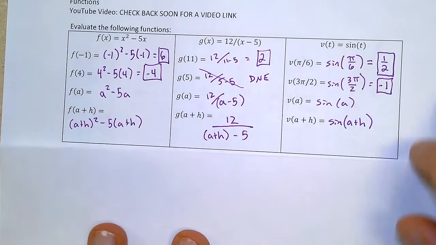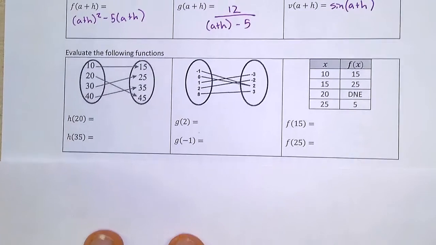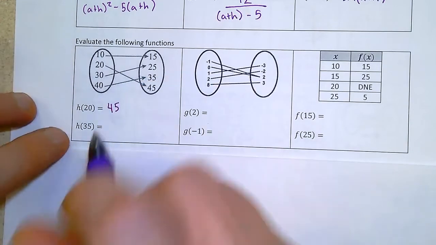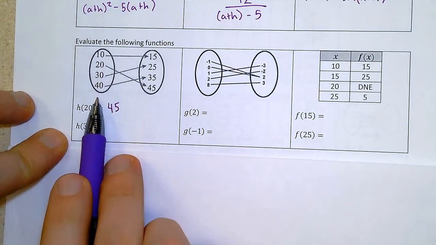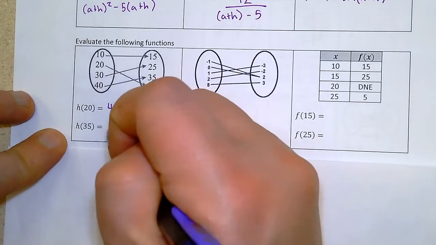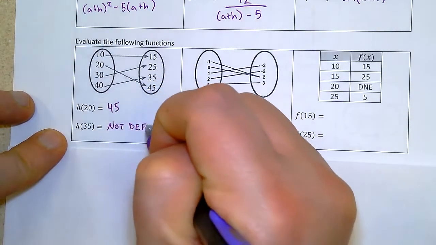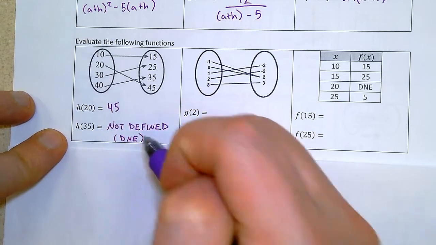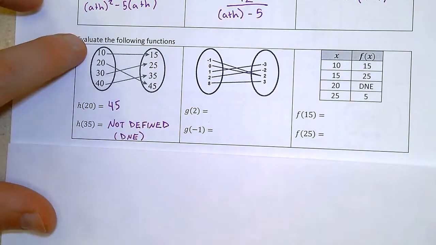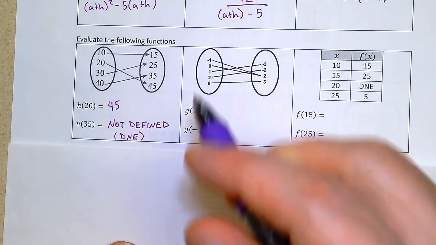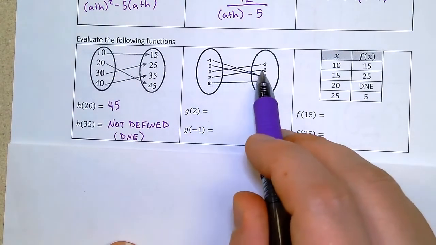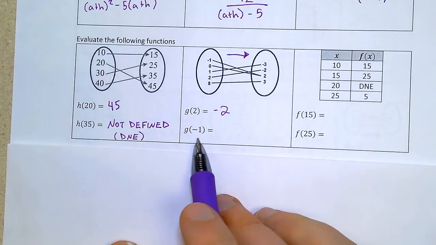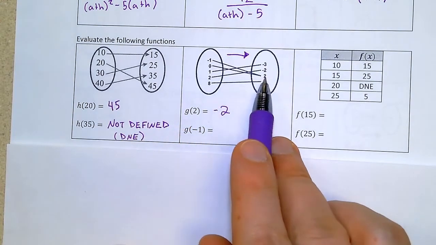Now we'll evaluate from mapping diagrams and tables. These are very quick. h of 20, 20 maps to 45. h of 35, well, 35 is not defined in our input, so we could say not defined. Some people might say does not exist, or no solution. I like not defined because it is not defined for 35. g of 2, we find our 2, we see that 2 maps to -2 if we assume the mapping direction is this way. g of -1 maps to +2. Okay.